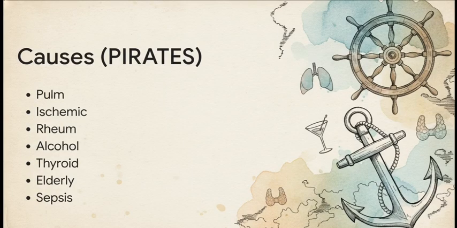As for what actually causes both of these conditions, you just need to remember one word: pirates. P for pulmonary disease, I for ischemic heart disease, R for rheumatic or mitral valve disease, A for alcohol, often called holiday heart, T for thyroid issues, specifically hyperthyroidism, E for elderly patients, and S for sepsis or sleep apnea. If you spot a patient with a pirate's background, you should absolutely be on high alert for both AF and flutter.